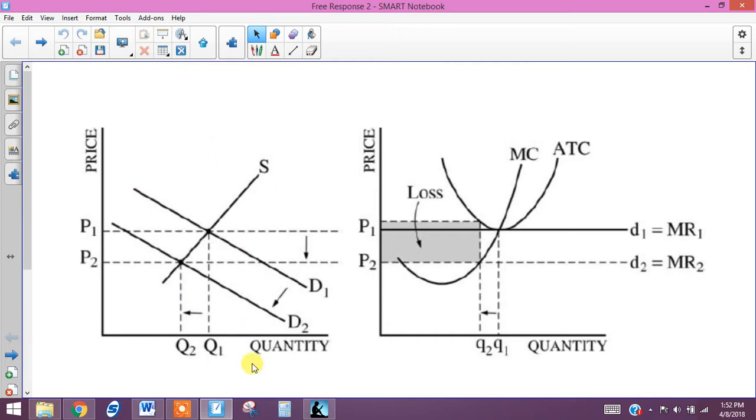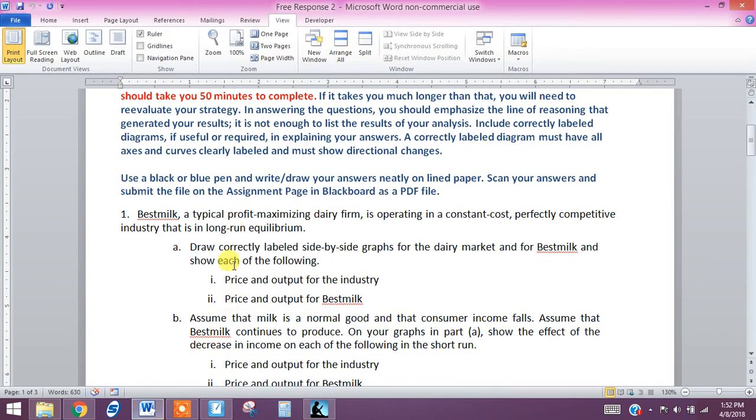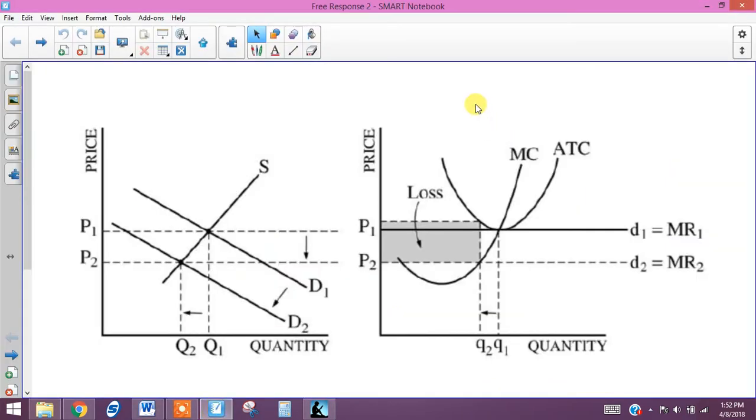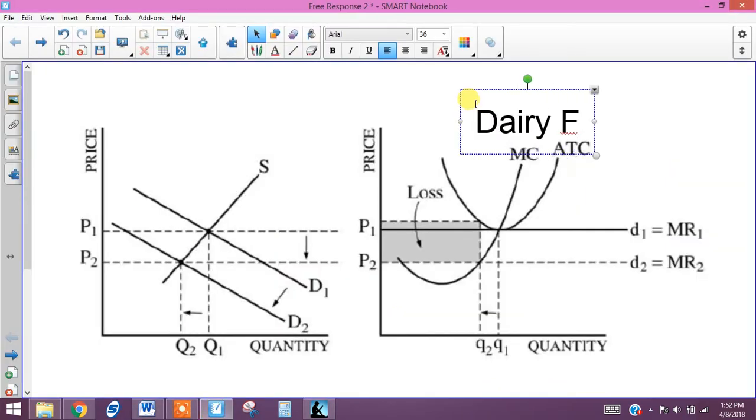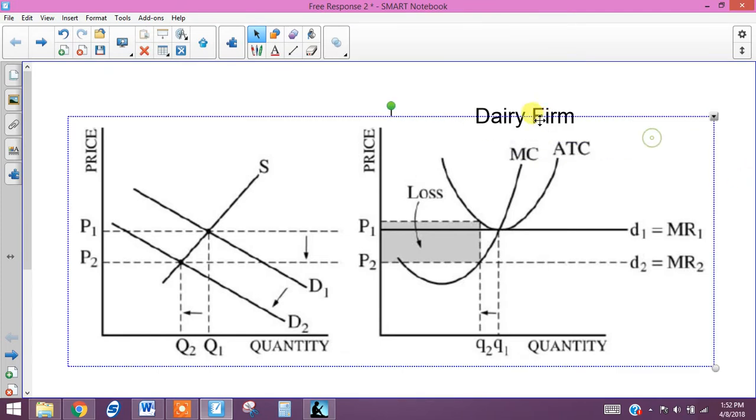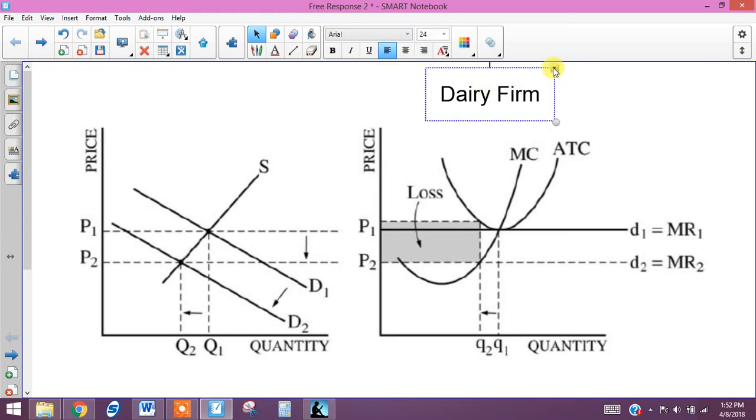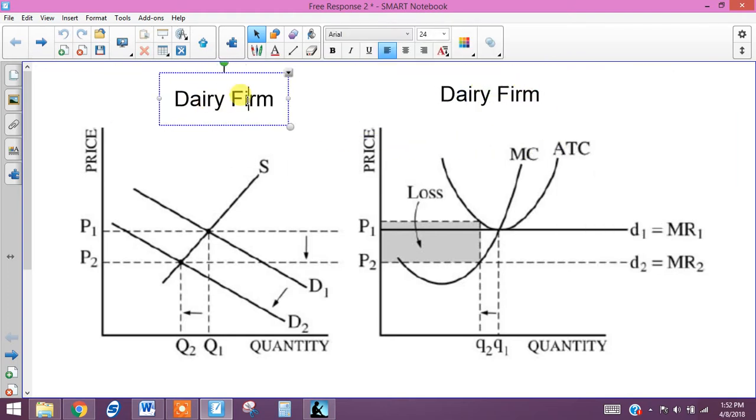Okay, let's jump back up here and I can label this. So this is the dairy firm right here. So I just write that, dairy firm. And let's make this a little bit smaller real quick. Okay, this is the dairy firm, and let's just clone that, and this is the dairy industry. Now, this is really important that you can draw these very, very accurately.